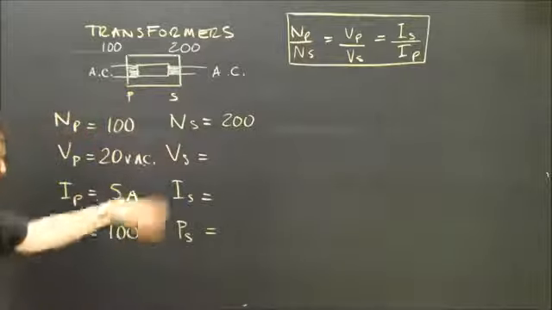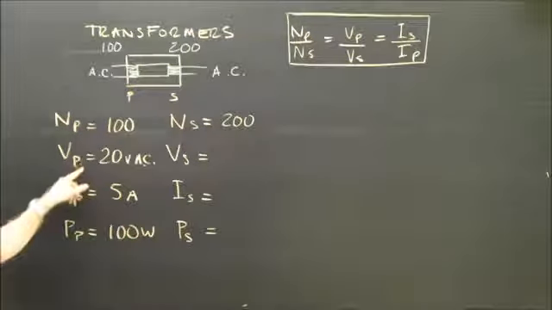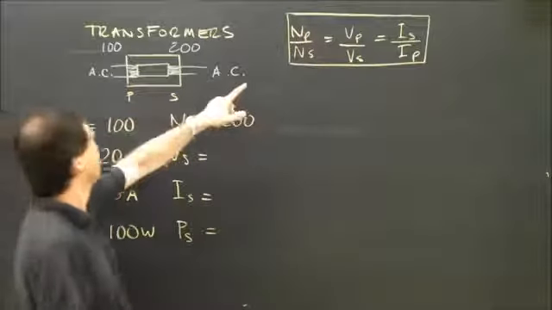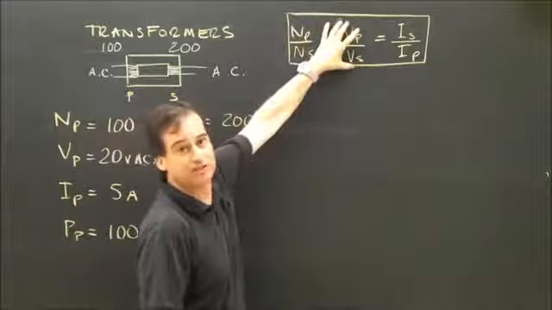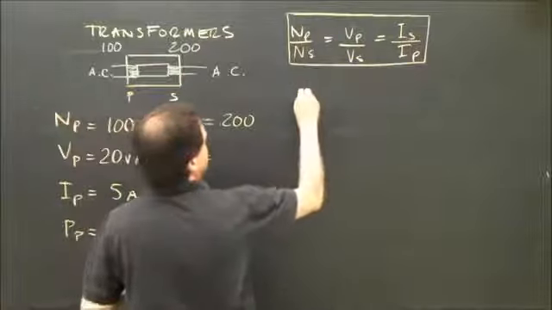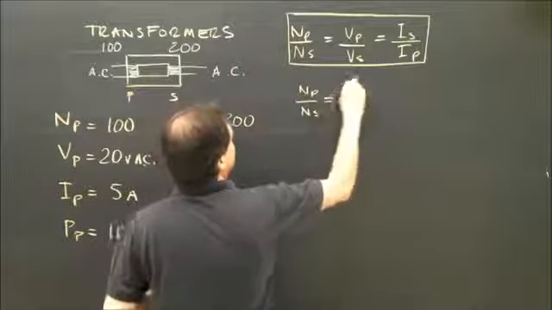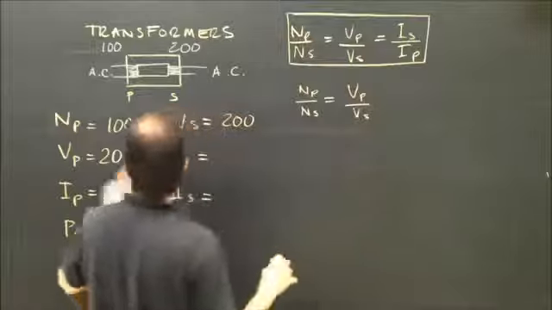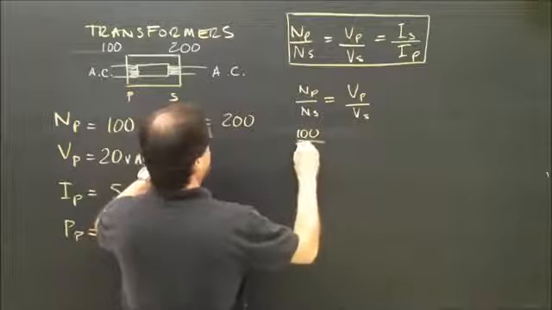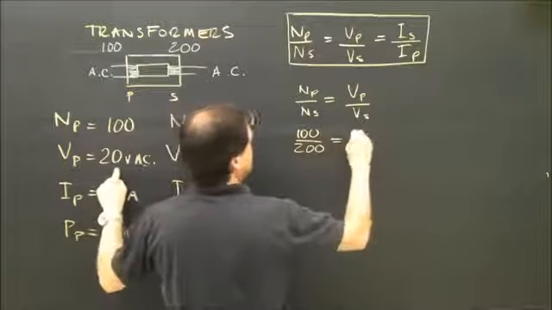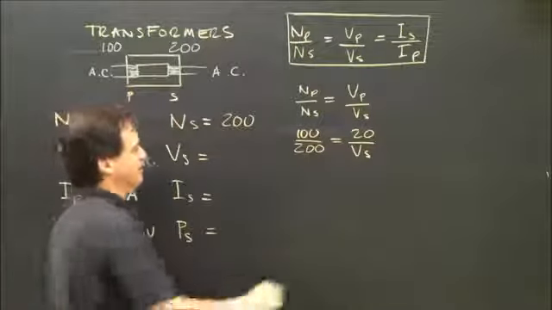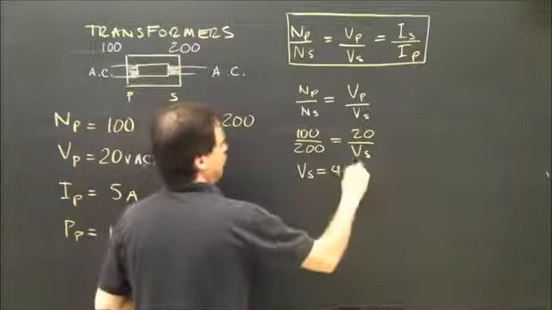So what I'm looking for is anything I don't have. Well, I notice I've got 20 volts on the primary, and I have these two. So I can use this formula. We're going to use this part, the number and the voltage part, to figure it out. Now, as I said, we already know this is going to be 40, but let's figure it out. So the number of the primary over the number of the secondary equals voltage of the primary over voltage of the secondary. So 100 over 200 is equal to 20 over voltage of the secondary. Rearrange that, and you get voltage of the secondary is 40 volts.